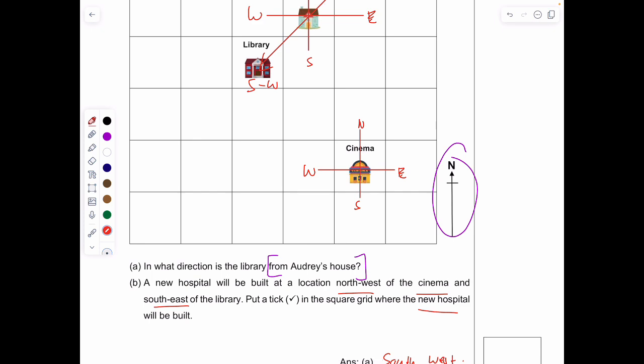So it says that it is in the northwest. So northwest is actually here, so we can extend the line. Okay. And then after that, it says that it is then southeast of the library.